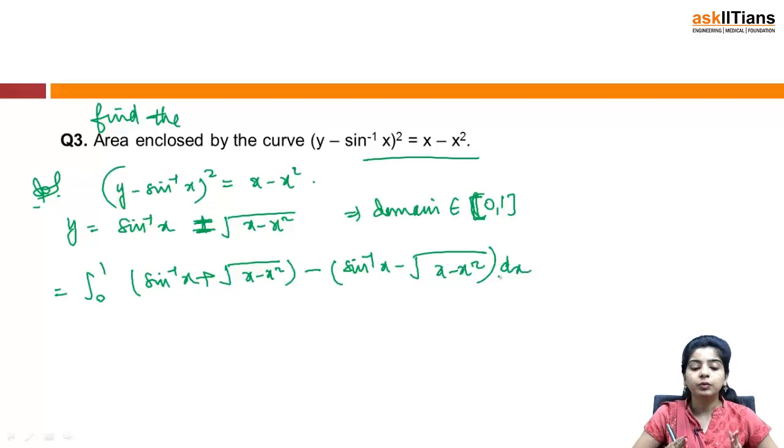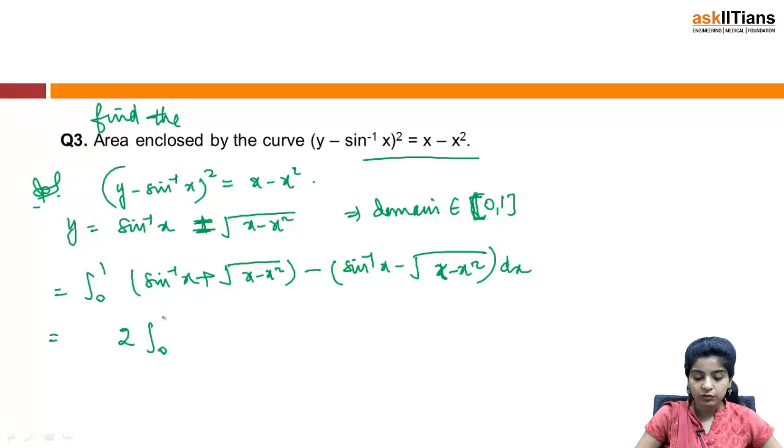So the required area would be integral 0 to 1, since we have already obtained that domain would be from 0 to 1. So the limits of integration are integral 0 to 1 sine inverse x plus under root x minus x square minus of sine inverse x minus under root x minus x square dx. So now we just need to simplify this.